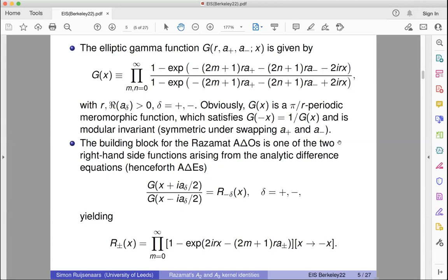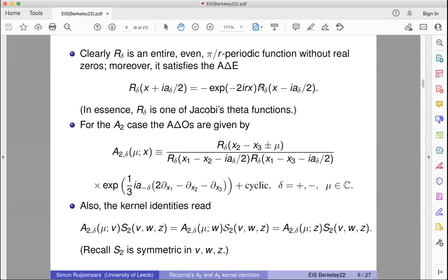the building block of the coefficients is just basically a Jacobi theta function, but also here I found it imperative in the setting of my paper of 97 to introduce a new notation because there are so many different conventions for theta functions. So I just looked at the function that appears as the right hand side of this first order analytic difference equation, which is just an infinite product. And that's really a rescaled Jacobi theta function. And it's the one that's even and entire, of course, without real zeros. So it's the generalization of the cosine, of the trigonometric cosine.